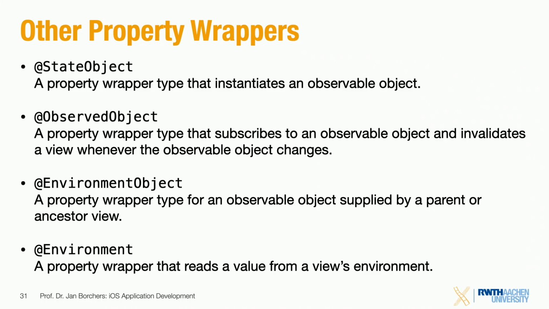And there's @EnvironmentObject, which is a property wrapper for an observable object that is supplied by some kind of parent or ancestor view, and @Environment, which is one actually that we're going to get back to when we get to navigation. And that's the property wrapper that lets you read a value from a so-called environment of a view. You can imagine that a little bit like a global data storage for things that are true for an application as a whole. There are even more property wrappers, but this one is one that we will see again when we talk about navigation next.